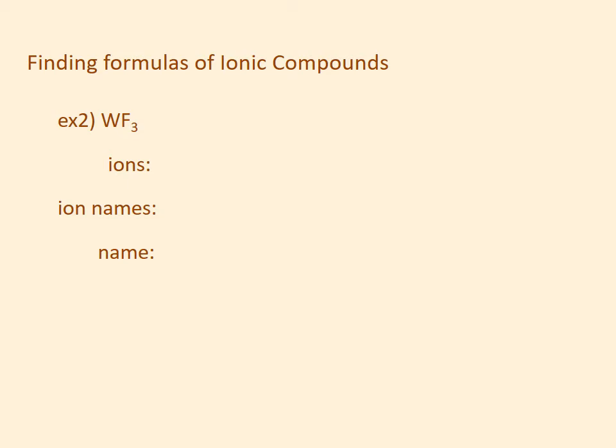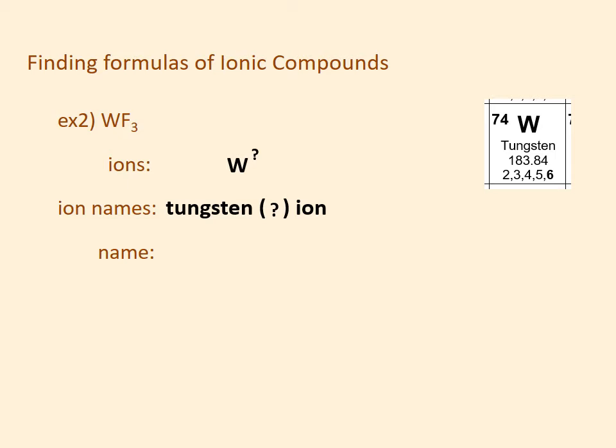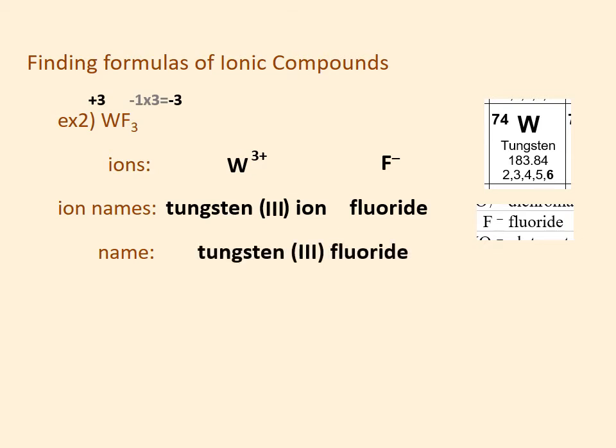Example 2, WF3. I look up W on the periodic table. That's tungsten, and it takes a number of different charges. So I'm not sure which Roman numeral I will need. I see I have F on the back, and it takes a -1 charge, and it's called fluoride. Since I have 3 F's and each has a -1 charge, that means my back end charge equals -3. So that means my front end charge must equal +3. So that means in this case, tungsten is taking a +3 charge. The Roman numeral I need is 3, and the name of WF3 is then tungsten 3 fluoride.